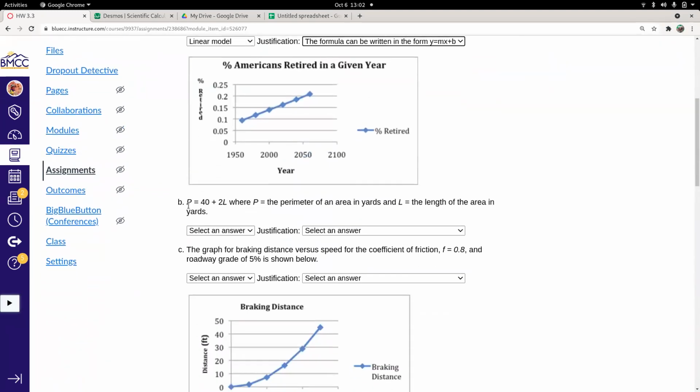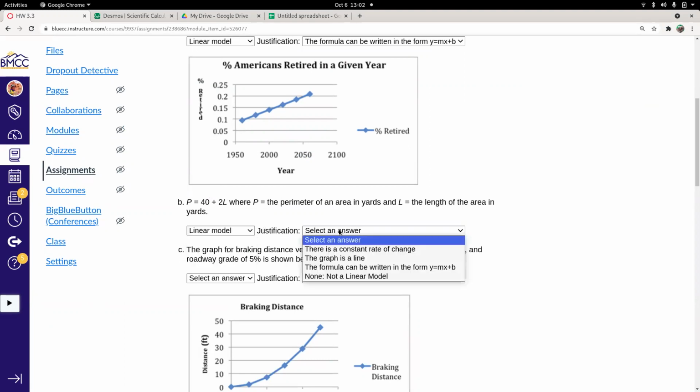All right, how about this one down here? P equals 40 plus 2L, where P is the perimeter and L is the length. Okay. So let's see, that kind of looks like y equals mx plus b, except the b and the mx are backwards, but that's okay. So I'm going to say, yeah, it's a linear model. And let's see, how can I justify this? Well, I would say it can be written in that form. That's all they give me.